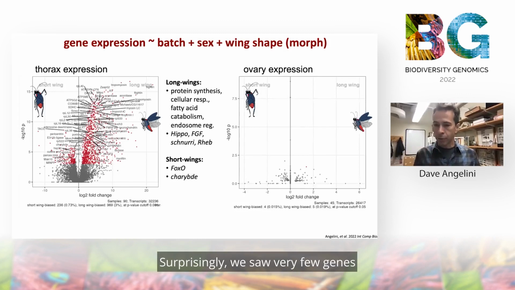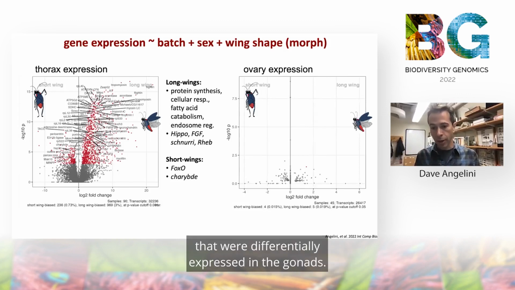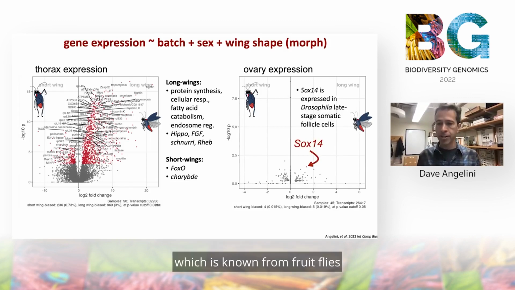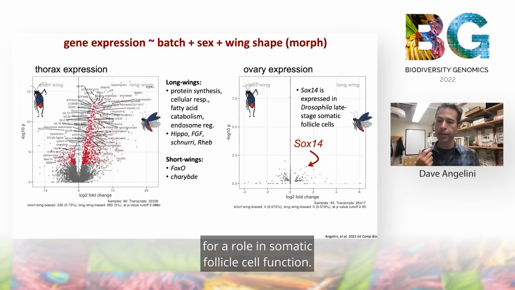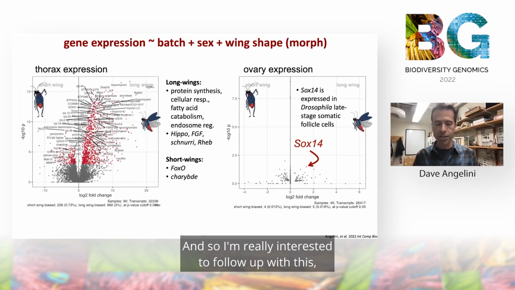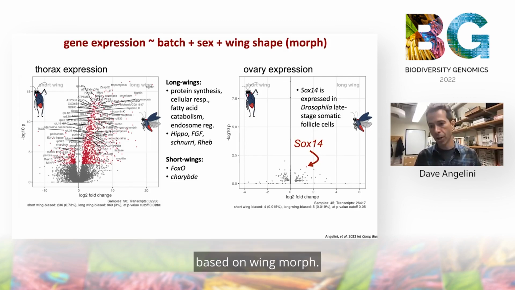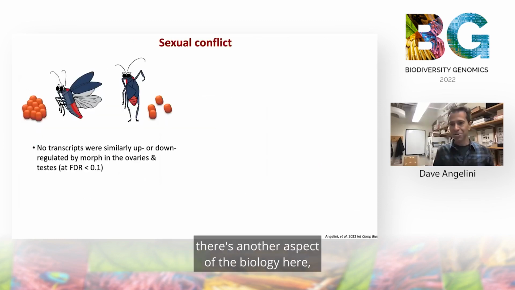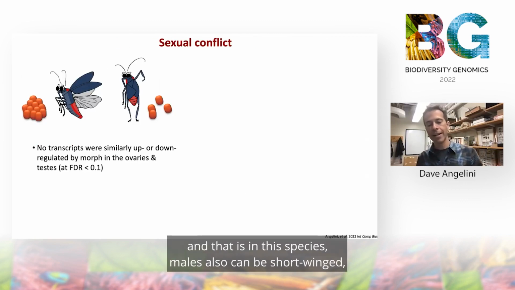Surprisingly, we saw very few genes that were differentially expressed in the gonads, but one of them that is this gene SOX14, which is known from fruit flies for a role in somatic follicle cell function. And so I'm really interested to follow up with this as a candidate explaining that difference in fecundity based on wing morph.